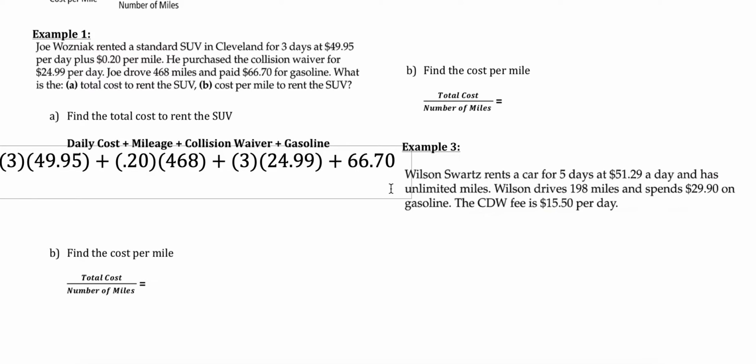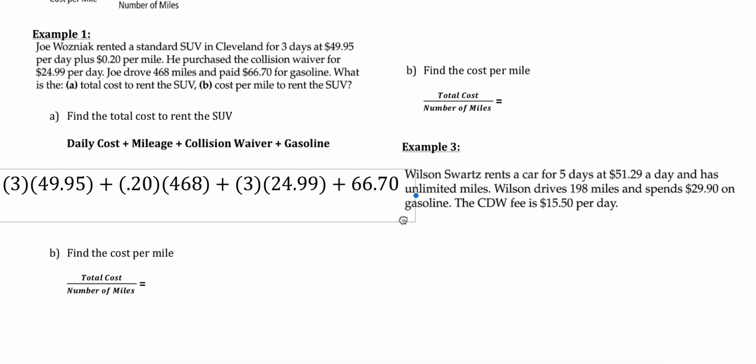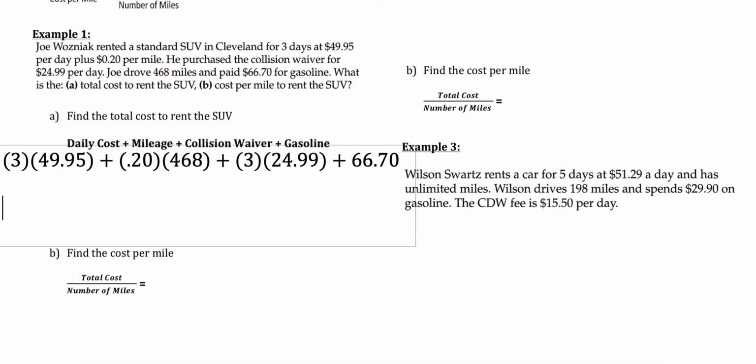Okay, so go ahead and add those all up. Make sure you multiply first, so 3 times your $49.95 and then 3 times your $24.99. Order of operations. And you should get a total of $385.12. So that is the total cost.